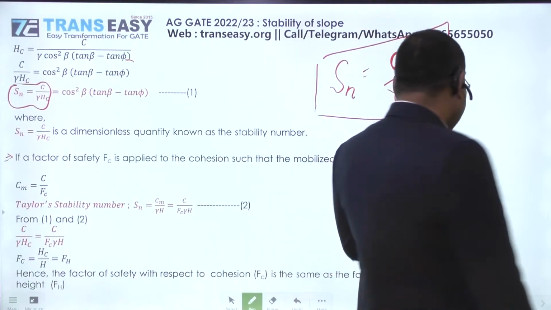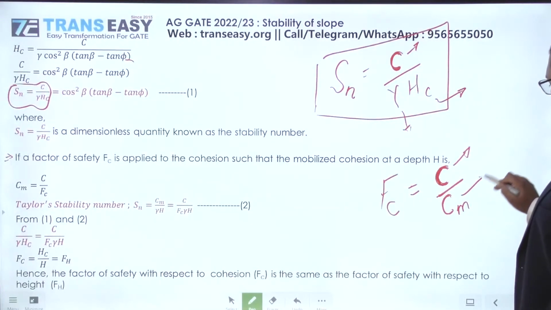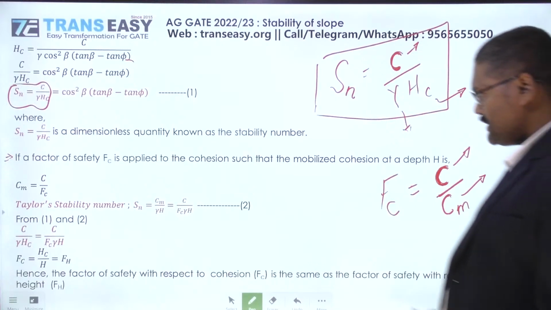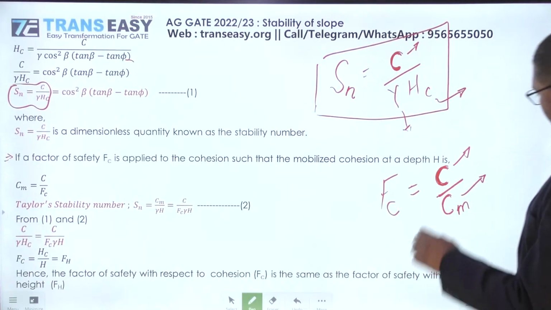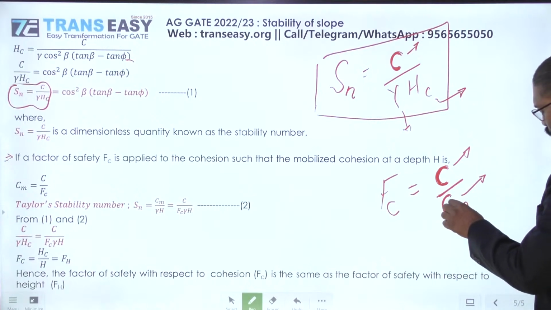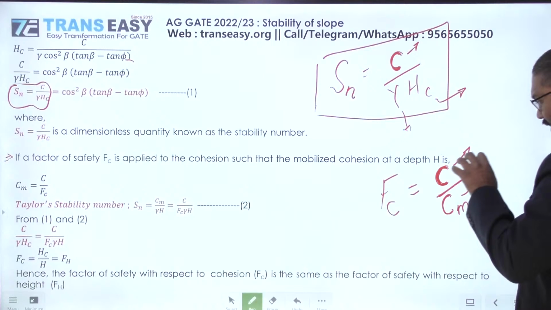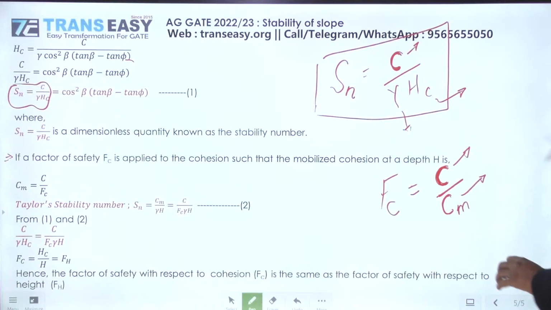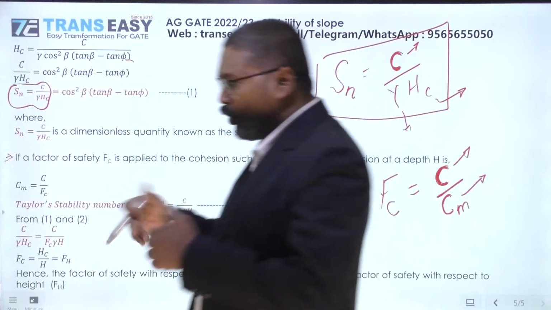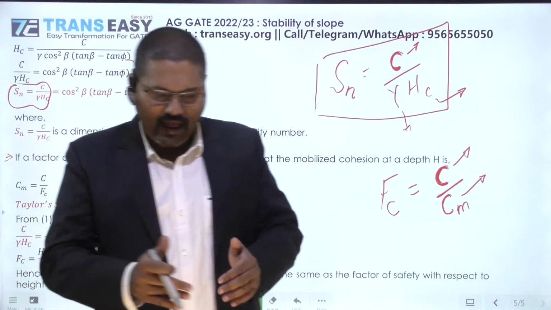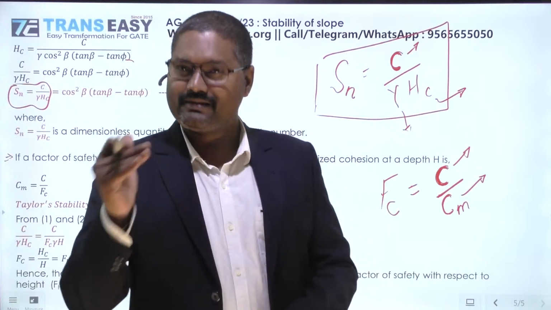Actual cohesive strength is C, but we are assuming this is the cohesive strength. This is called mobilized cohesion. Okay, and we are treating the cohesive strength of the soil as less than actual. It means we are considering the soil is having less cohesive strength. It is adding less strength to the soil against shear failure.